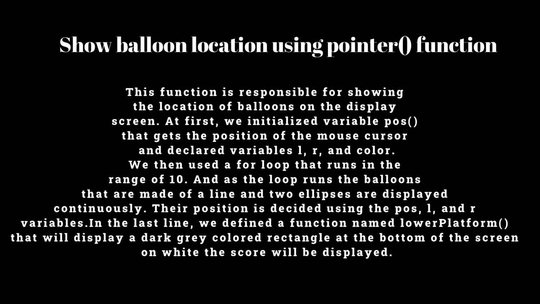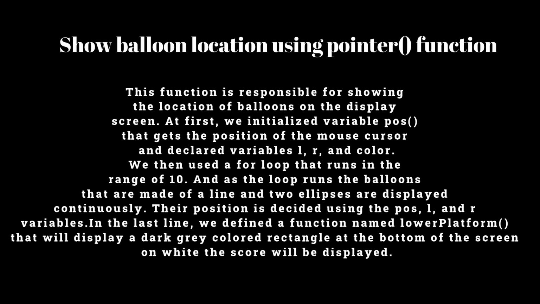Next we have to show the balloons' location using the pointer function. This function is responsible for showing the location of balloons on the display screen. At first, we initialized the variable pos that gets the position of the mouse cursor and declared variables L, R, and color. We then used a for loop that runs in the range of 10. As the loop runs, the balloons that are made of a line and two ellipses are displayed continuously. Their position is decided using the pos, L, and R variables.